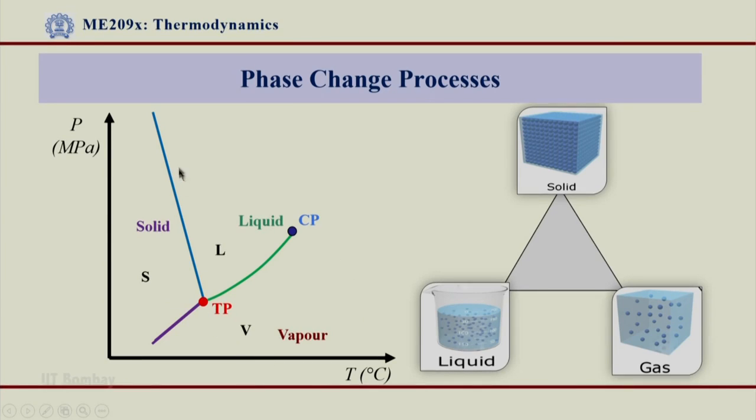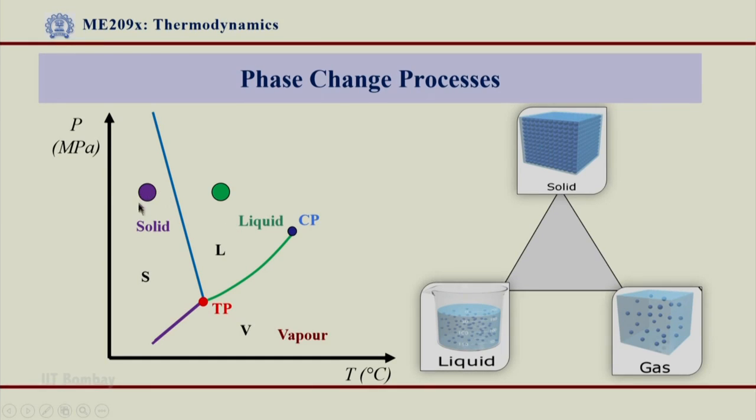So, we know in this crooked Y or a PT diagram we got solid here, liquid here and vapor here. Similarly, I have shown solid, liquid and gas at these points of the vertices of this triangle. Let us now see the solid to liquid phase change process.